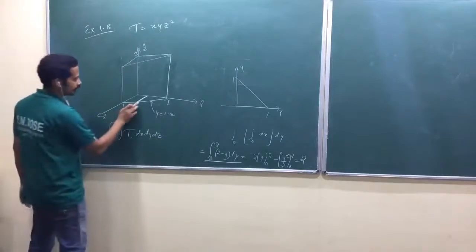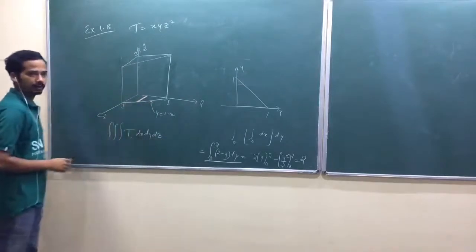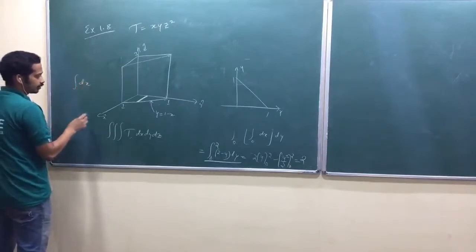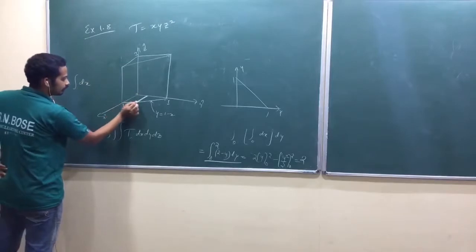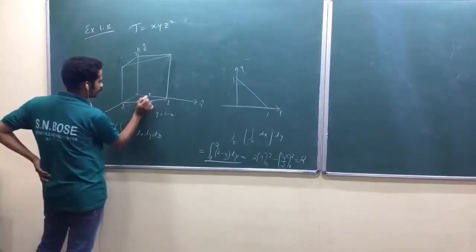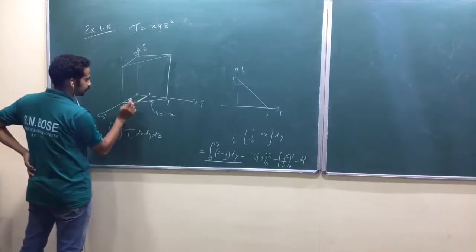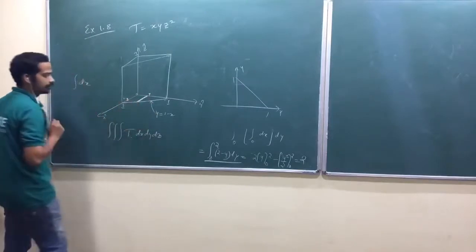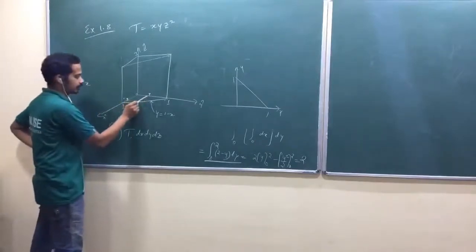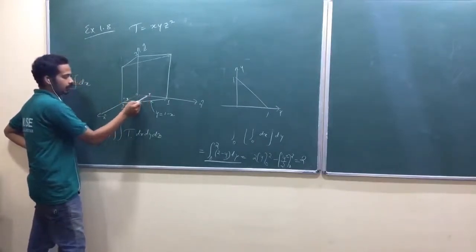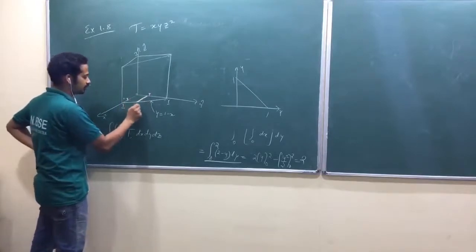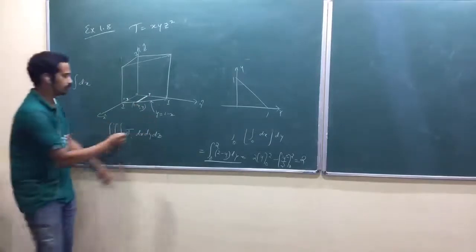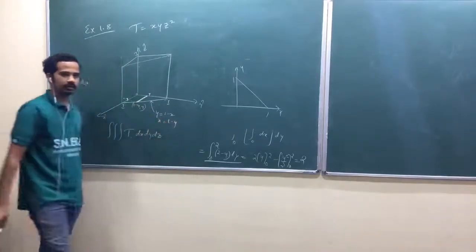Now let me find the length of this one. While finding that length, how should I integrate? I should integrate dx, isn't it? I have to integrate x running from 0 to, if this is y, what is this one? 1 minus y. If this is y, you can write this coordinate as 1 minus y comma y, am I right? X comma y, x equal to 1 minus y. You can write like that, isn't it?